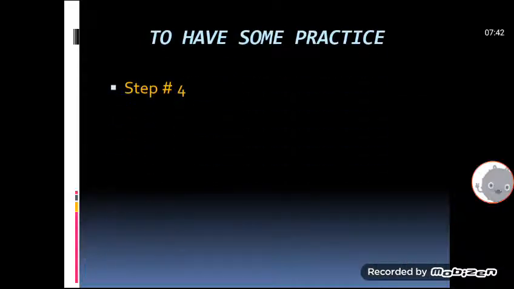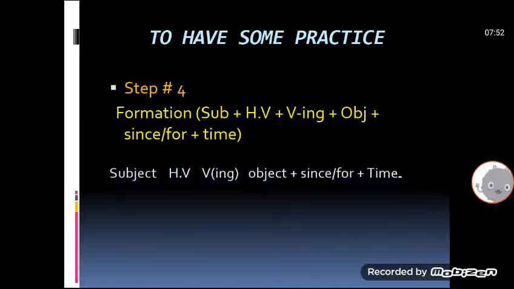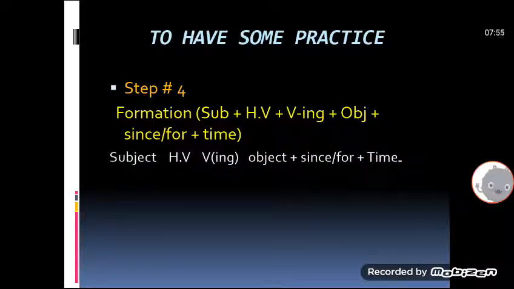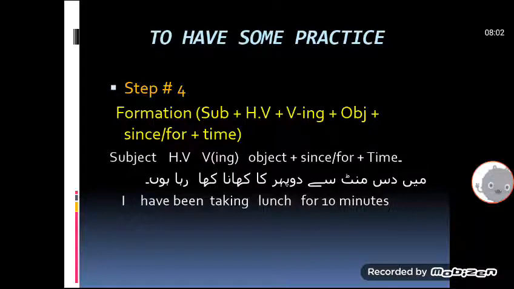Next, and fourth step is formation. You know what is formation of present perfect continuous? Subject होगा, helping verb, verb ing, object plus since for plus time. मैं 10 मिनट से दोपहर का खाना खा रहा हूँ। Now you can see here, I have been, helping verb, taking, verb ing, lunch, object, since, 10 मिनट से, since और for 10 minutes. Clear? 10 मिनट you know that के period of time है, that's why we use here for.